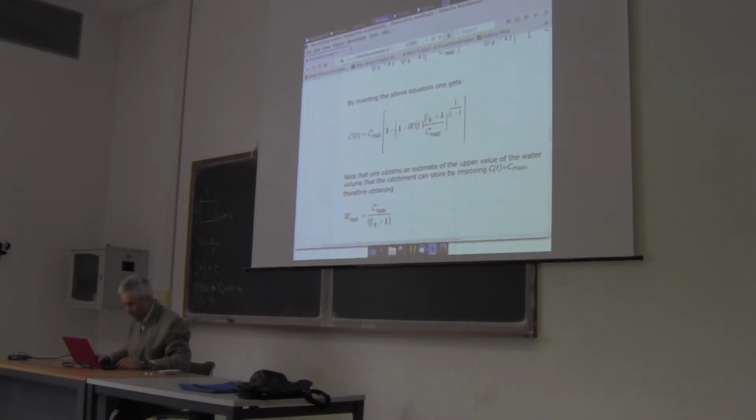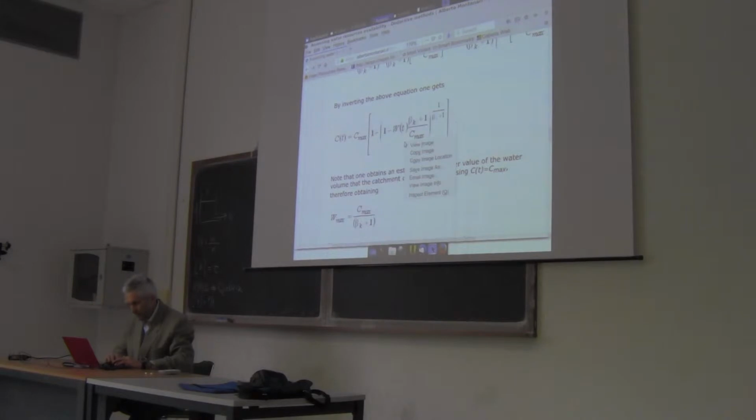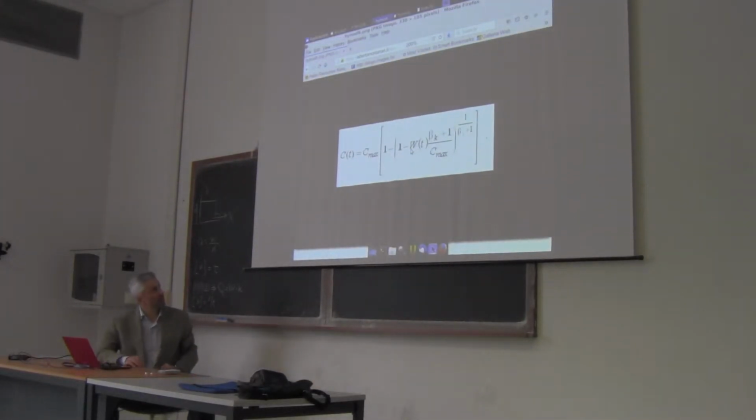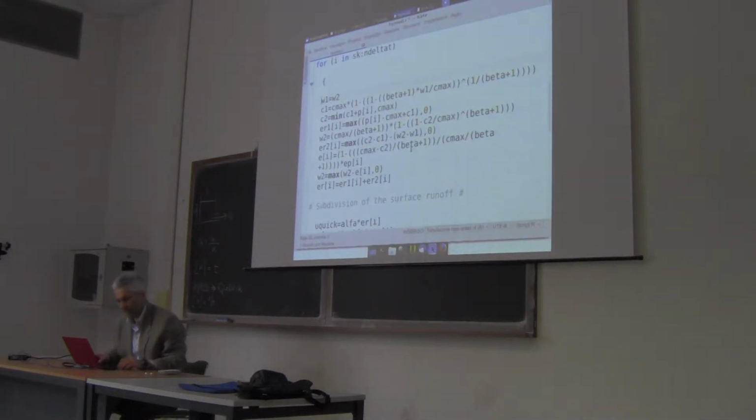This is the expression for C. This one. This is the expression that we have to apply in that line, C depending on W. Let me go back to the code. Here it is.